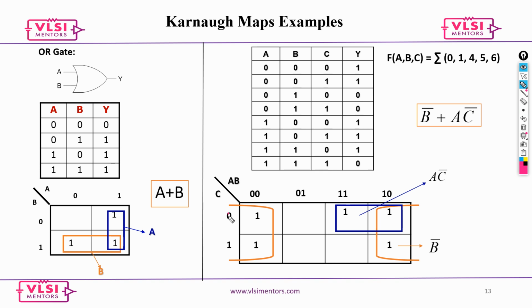So the C is gone because 0 and 1, and then this 0 0, and then 1 0. So that means the 4 times 1 gives me a B bar. Okay, B bar, and then plus this 2 group gives me A C bar. Okay, A C bar. Now, so this is how your Karnaugh map is implemented. Okay, so any question here?